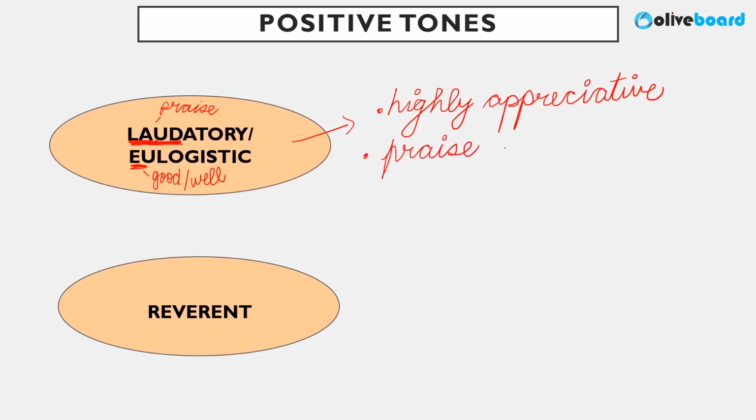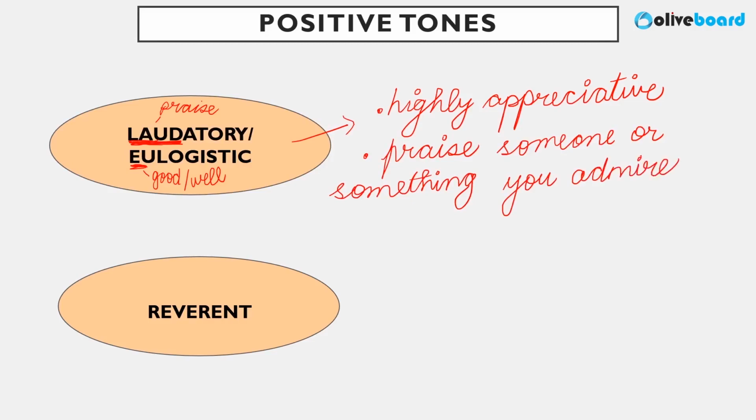So basically, when you praise someone or something you admire, how do you write or how do you speak when you praise someone, when you compliment someone, when you admire someone? That kind of tone is laudatory. Okay, very simple from the word itself. If the writer is expressing praise, commendation, if the writer is full of praise about the subject, approving it, admiring it, then you will always say that the tone is laudatory, eulogistic.